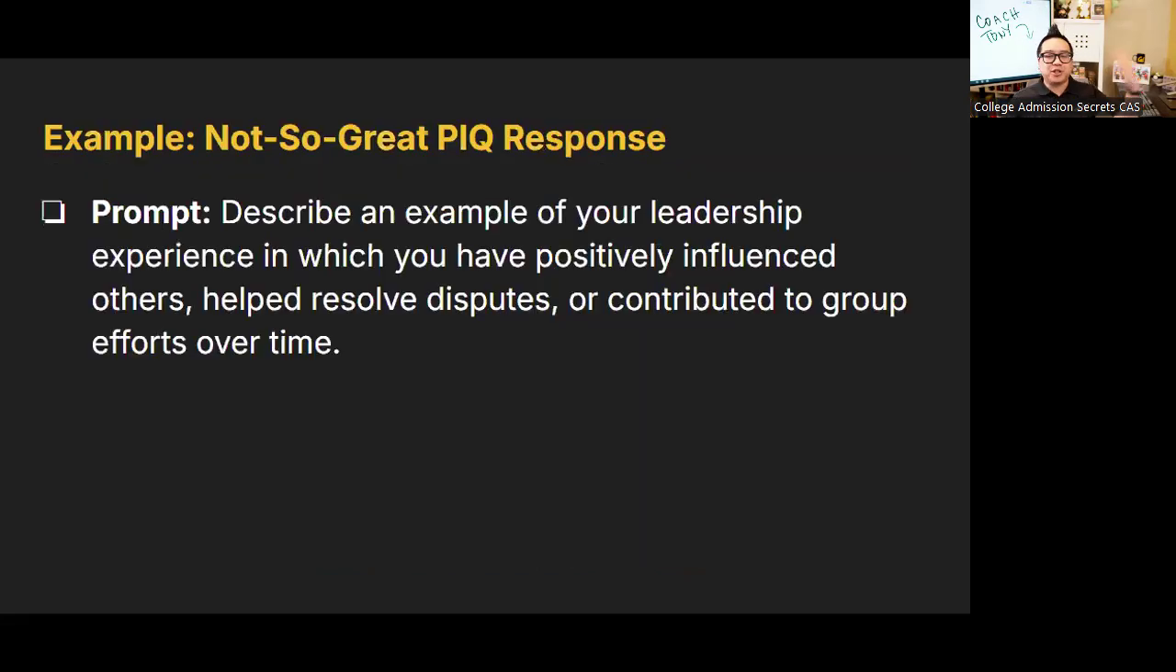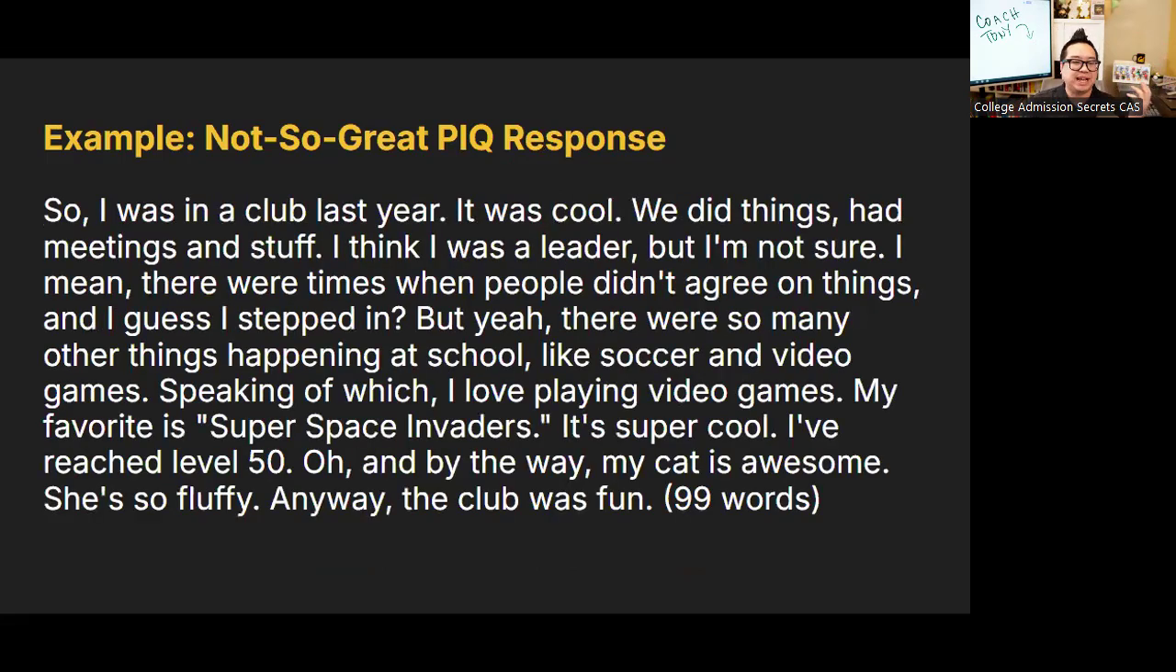Okay, so the first one is a not so great one. This student picked the prompt: describe an example of a leadership experience in which you have positively influenced others, helped resolve disputes, or contributed to group efforts over time. So the response reads like this.